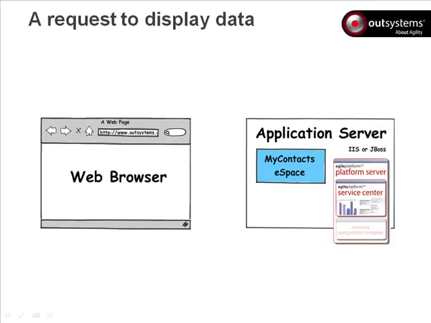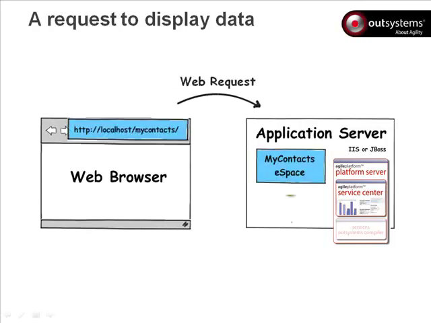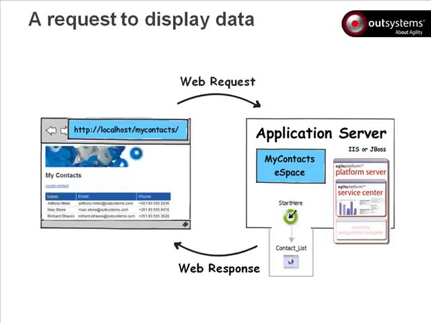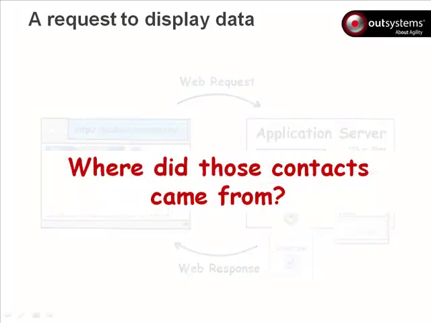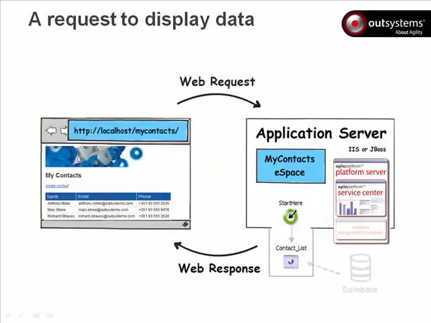Let's start with the request to display data. When the browser makes a web request to the My Contacts application, the platform server will redirect it to the application's entry point, the contact list screen, and this screen will display the list of contacts. But where did those contacts come from? They came from the database. Okay, so far so good.